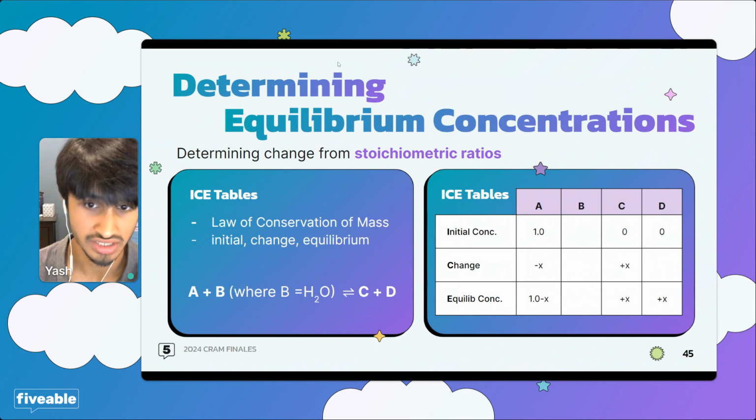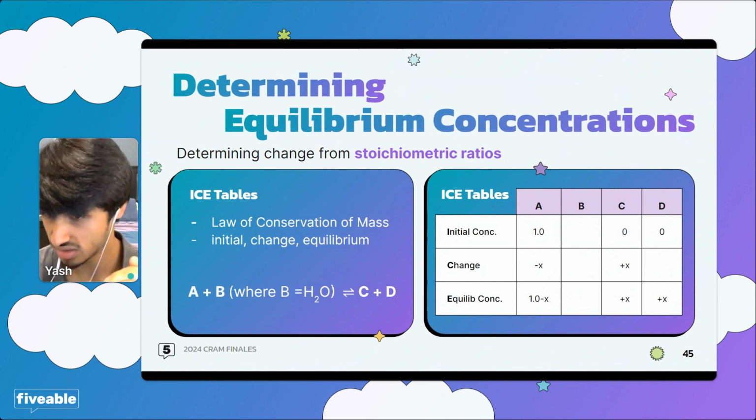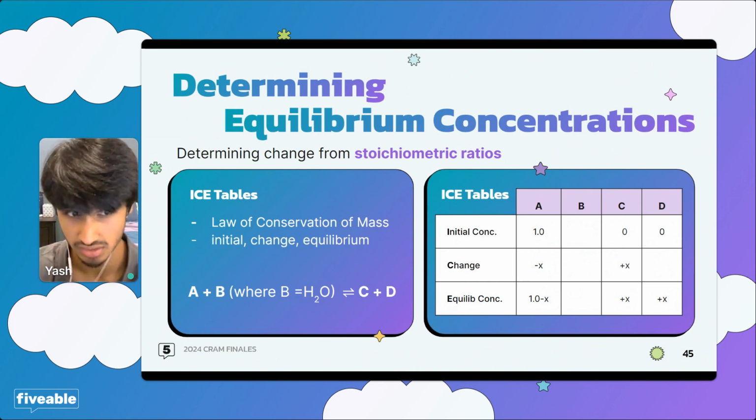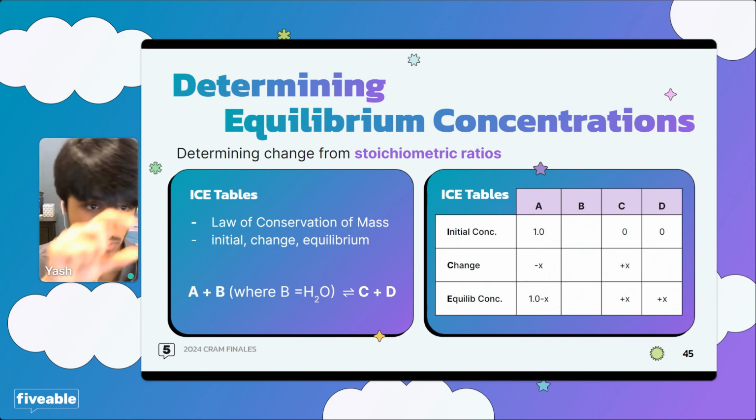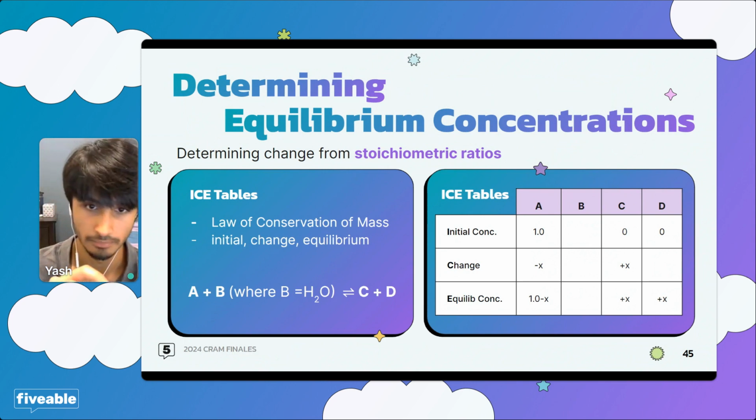So when you're drawing an ice table, you want to have the reaction, of course. I've seen it referred to as a rice table before, reaction, ice. But really, you just want to write the reaction out. You want to write the initial concentrations of all the species as you know. Then you write the change. So what changes? And then you write the equilibrium concentrations, or the final concentrations, once everything has evened out and equilibrium has been established.